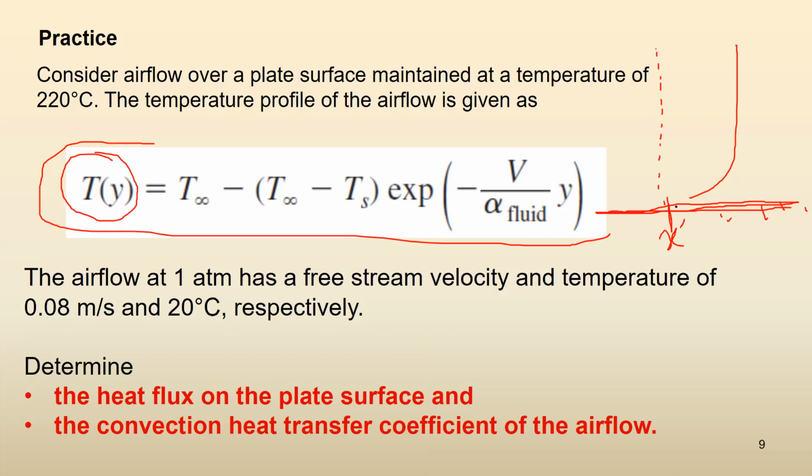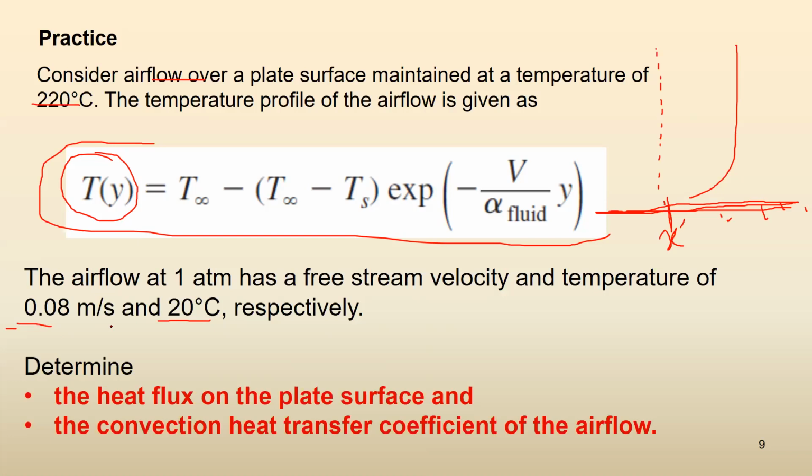Okay. And we're asked to calculate the heat flux on the plate surface and the convection transfer coefficient of the airflow. So first of all, we need to read the properties. You see, we have the temperature of the surface that is 220 degrees Celsius. And also we have the temperature of the air, of the fluid, that is at 20 degrees Celsius. And the fluid velocity, of course.